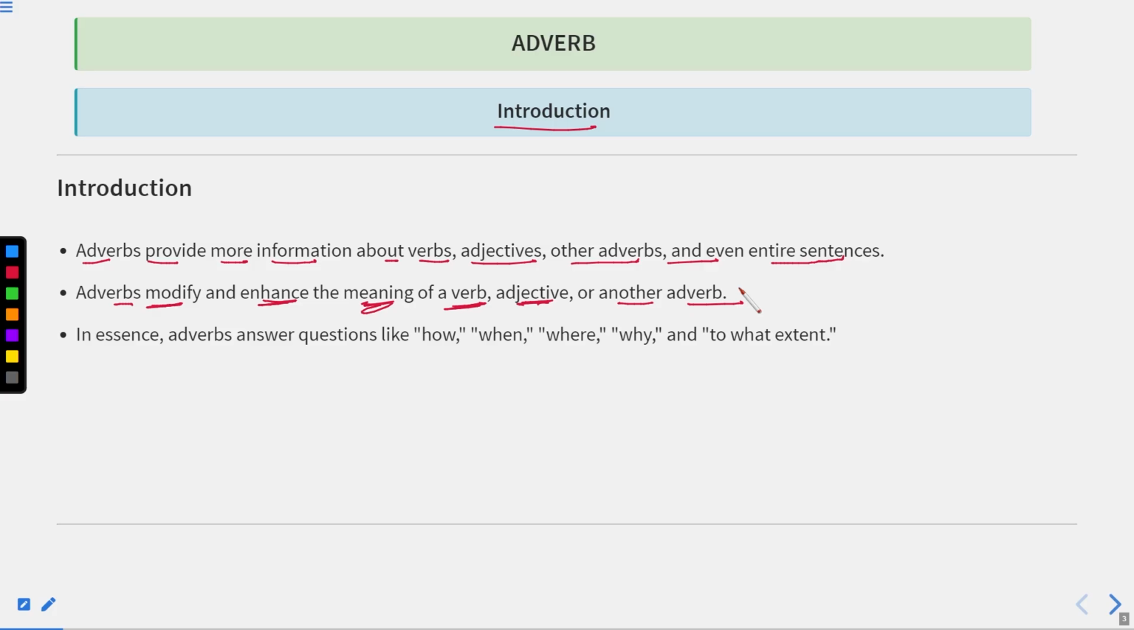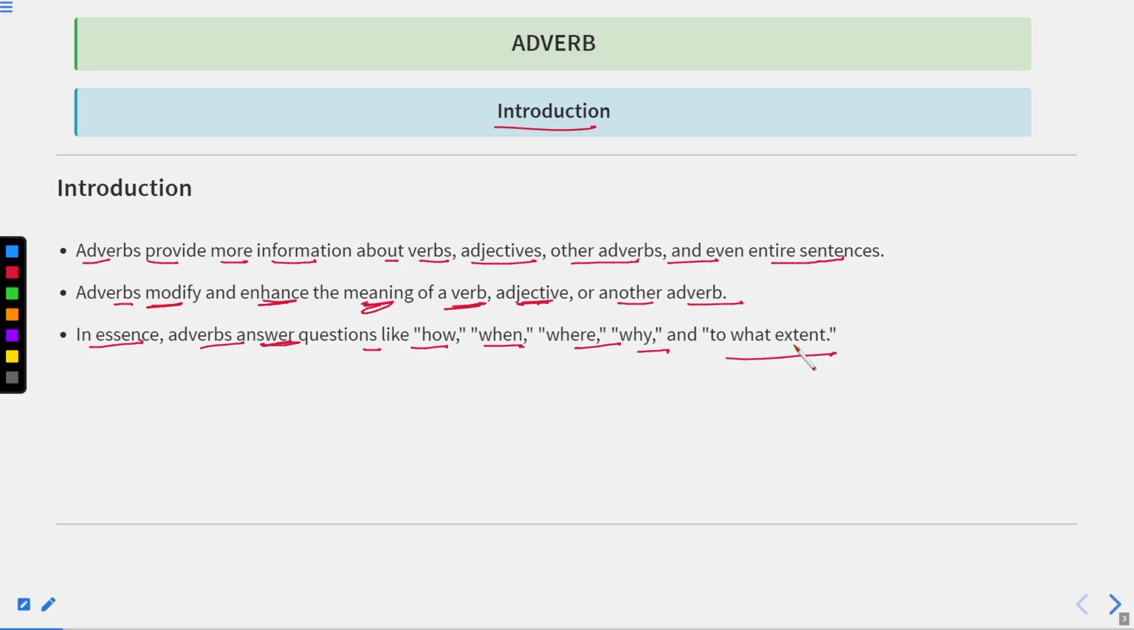Okay, an adjective is qualified by an adverb, and a verb is qualified by an adverb. Nouns and pronouns are qualified by adjectives. So an adverb qualifies other words. In essence, adverbs answer questions like how, when, where, why, and to what extent. Whenever such a question occurs in your mind, all these questions can be answered with an adverb. It means an adverb can reply to all these questions.